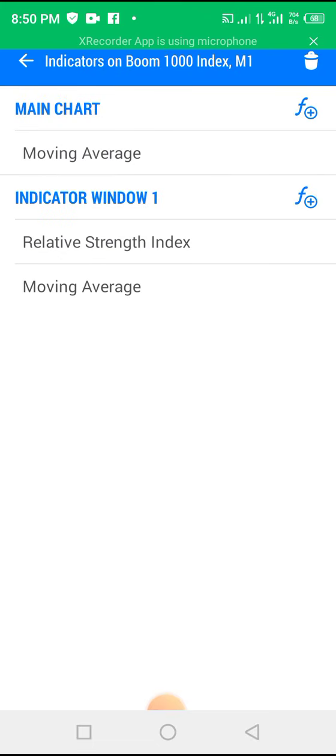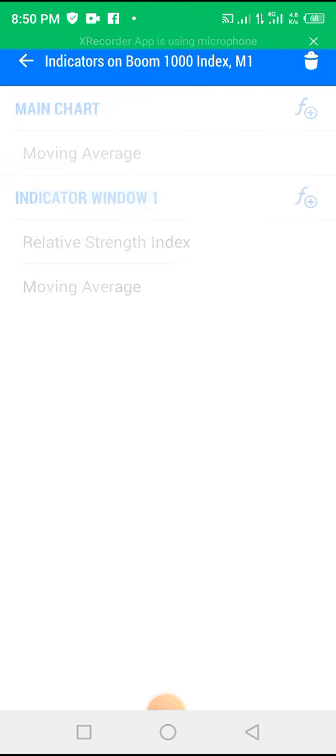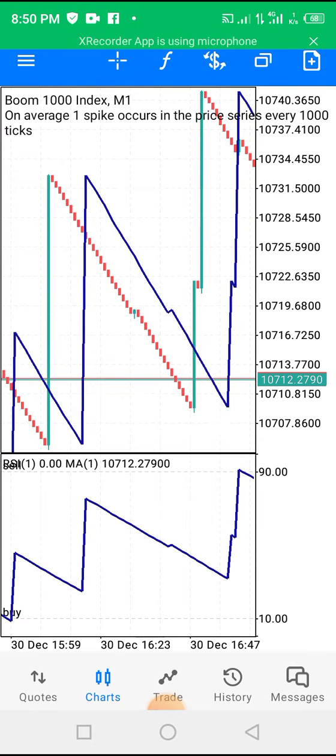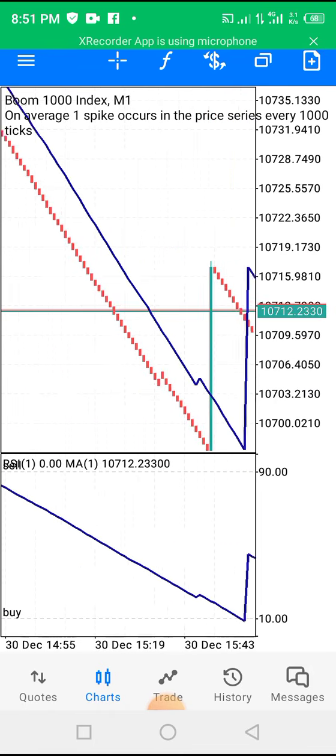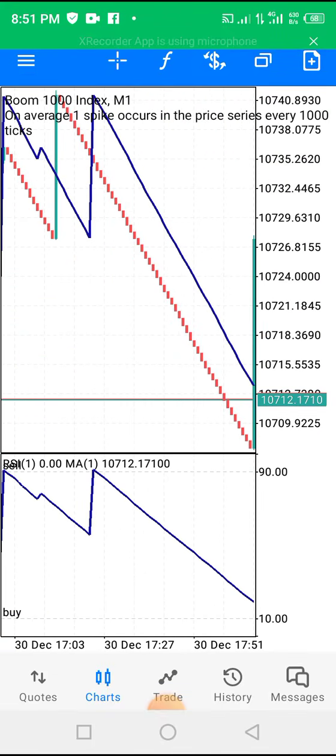The last indicator we'll be adding, still on indicator window 1, is the moving average, which has a period of 1, shift 10, method simple. It's just the same as the previous one, apply to close. Style is 4 pixel, I'm using blue, and after that you click on done. After you have finished installing your indicators, you go back to your main chart, and this is how it will look. If it doesn't look this way, make sure you check the settings again and apply them the same way I did mine.